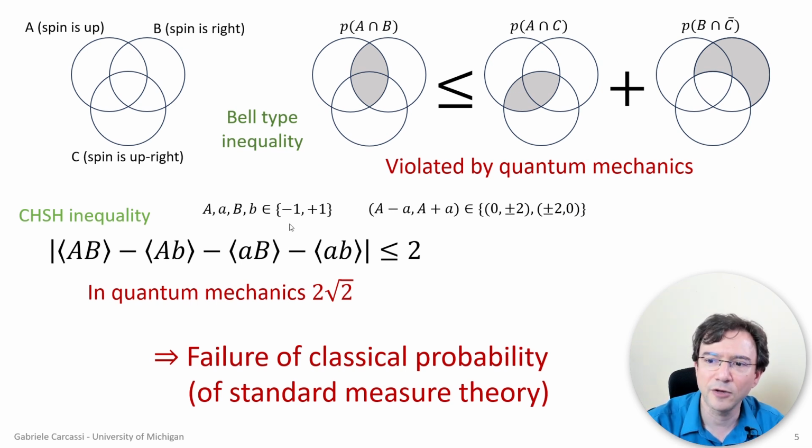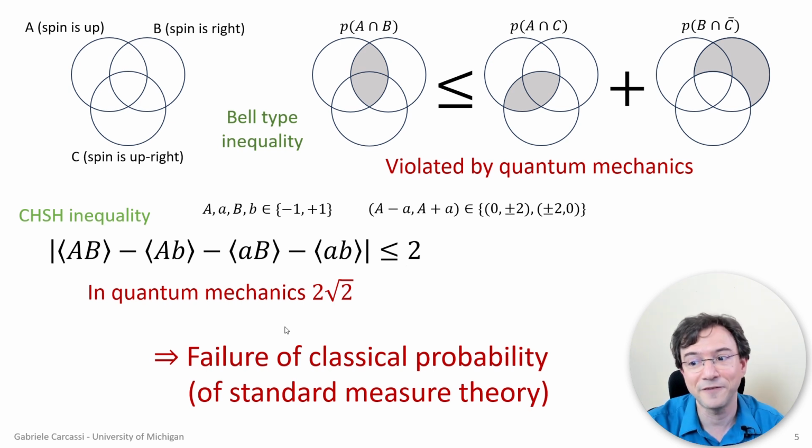And if you do the calculation of this horrible expression here in terms of classical probability, you will find that this has to be less than or equal to 2. And again, in quantum mechanics, you can find variables such that this expression is equal to 2 square root of 2. And so this again tells you that classical probability theory, and therefore standard measure theory, does not work in quantum mechanics, and therefore you need to find something else.